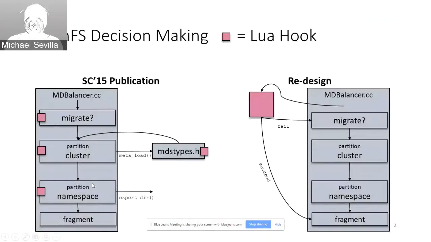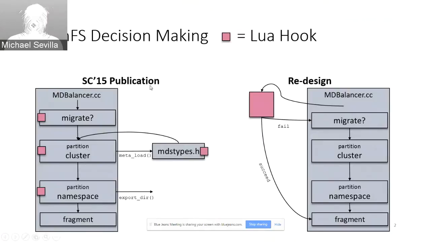This third box is partitioning the namespace. So once it figures out which MDSs it wants to send load to, it'll figure out which subtrees it has that it wants to send to a certain MDS, and then it'll fragment the namespace. So we added those Lua hooks. Those are the pink boxes here, and I added four of them for the paper, but I think that's relatively confusing.